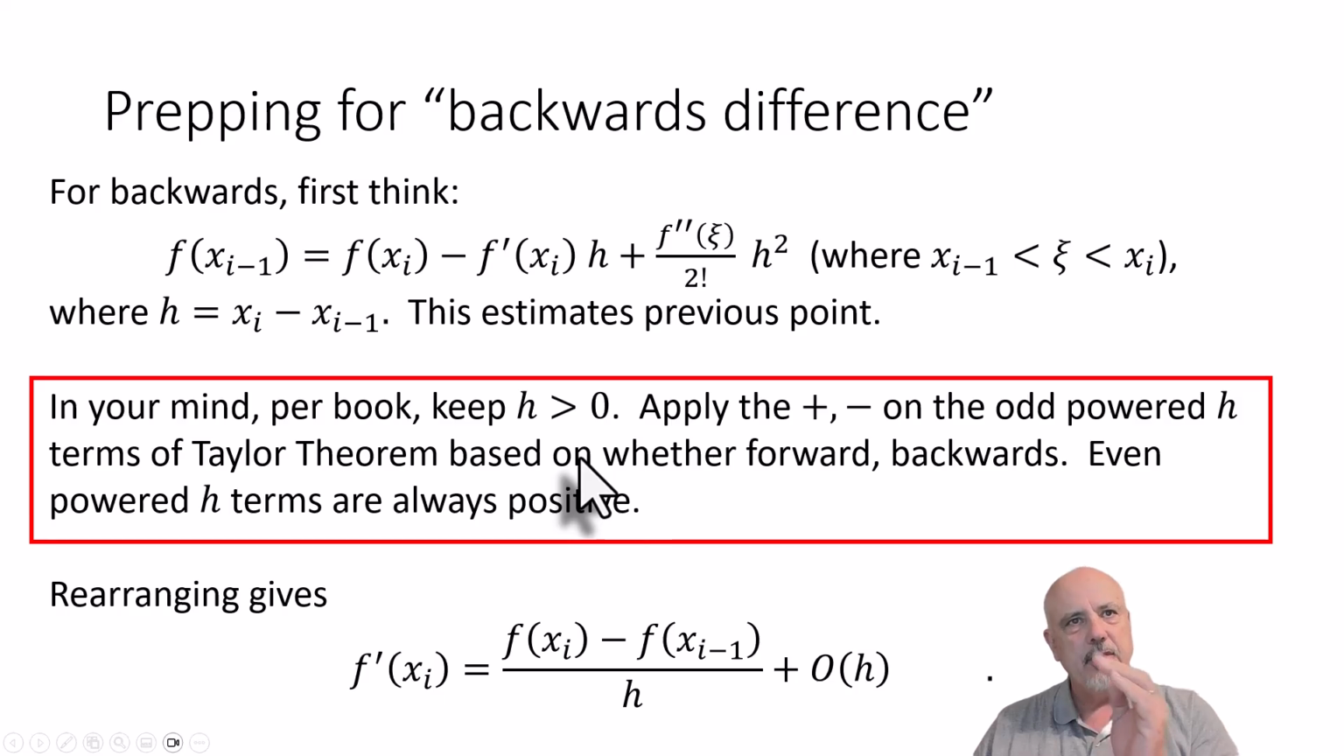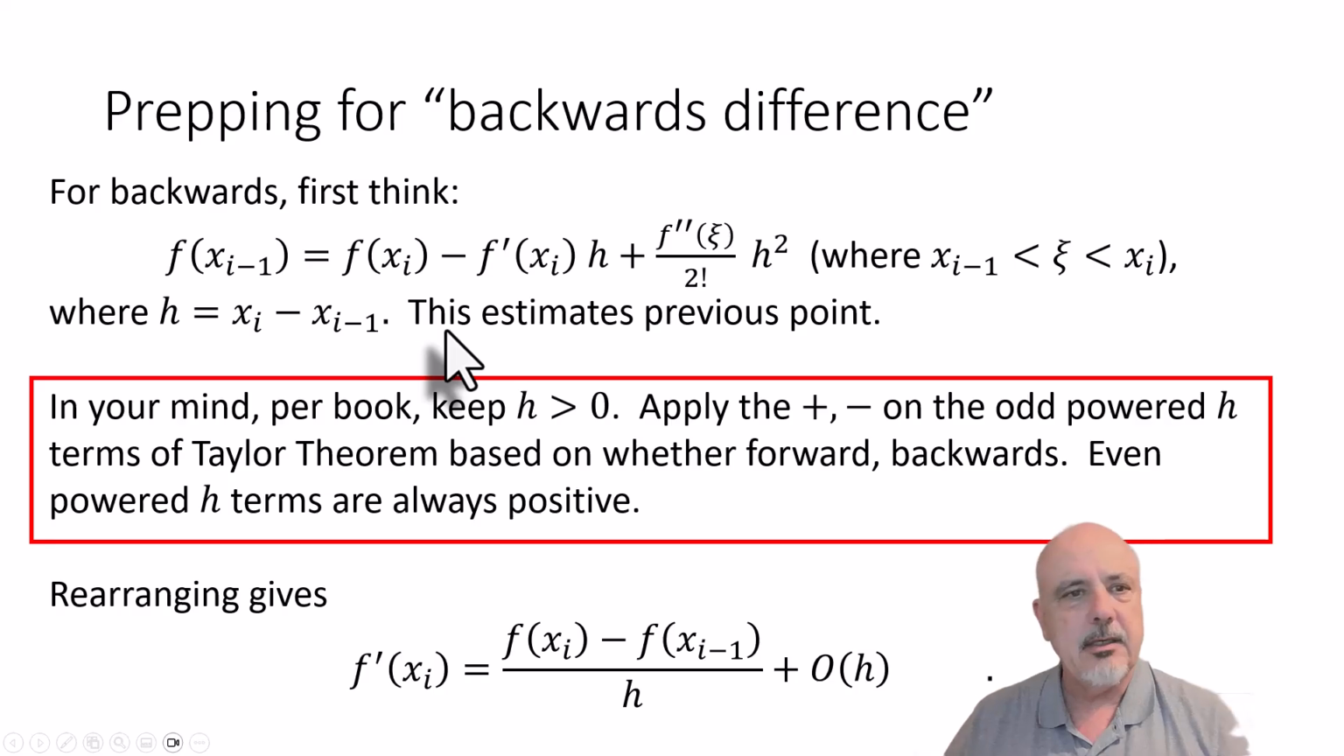So what I want you to do is keep your h in your mind as being a forward or a positive value. If we do that, then we can think of stepping backwards by making it a minus h. So wherever we would have an odd-powered derivative, when we start expanding, odd-powered derivatives would get a negative in front of it if we're stepping backwards.